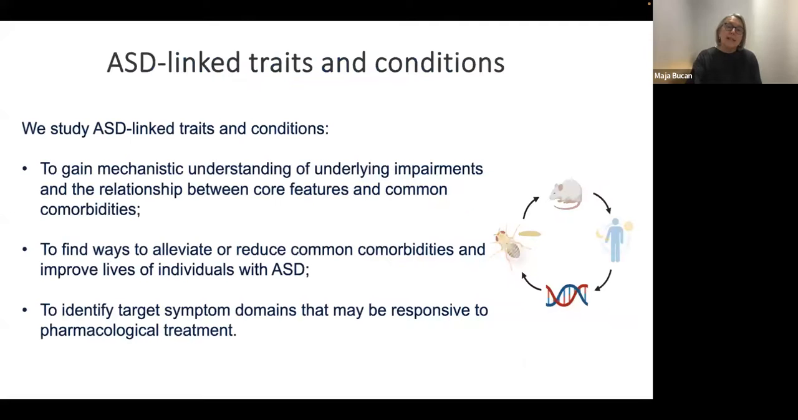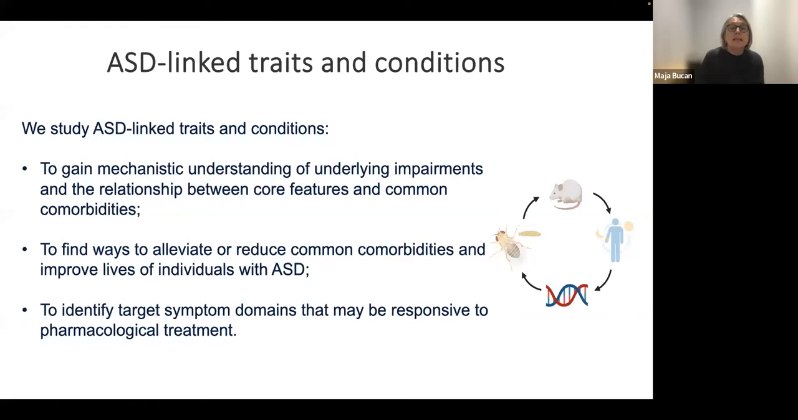So you may ask yourself, why are we scientists interested in these autism-linked traits and conditions? There are really several reasons. First of all, we are very interested in gaining mechanistic understanding of underlying impairments, and also the relationship between the core features of autism and these common comorbidities. In an effort to gain mechanistic understanding, our studies in model organisms are very important, for example, mice or flies or even worms.